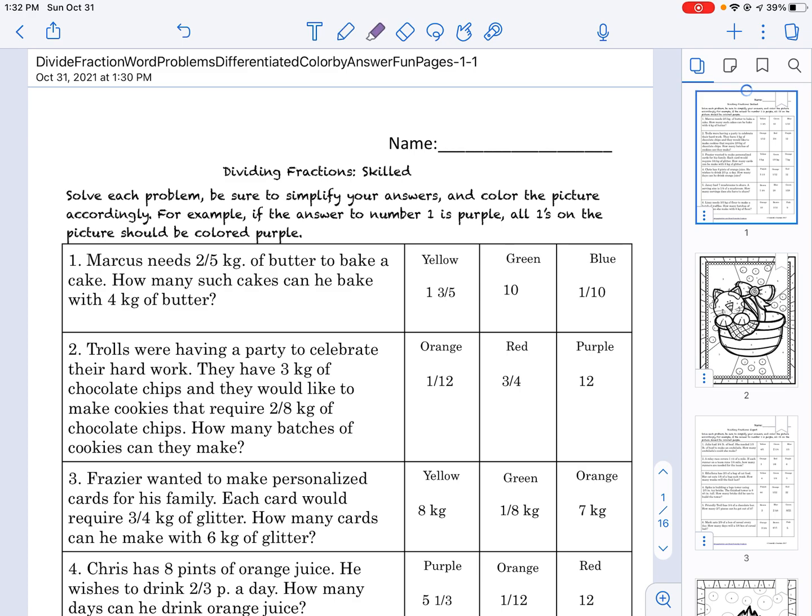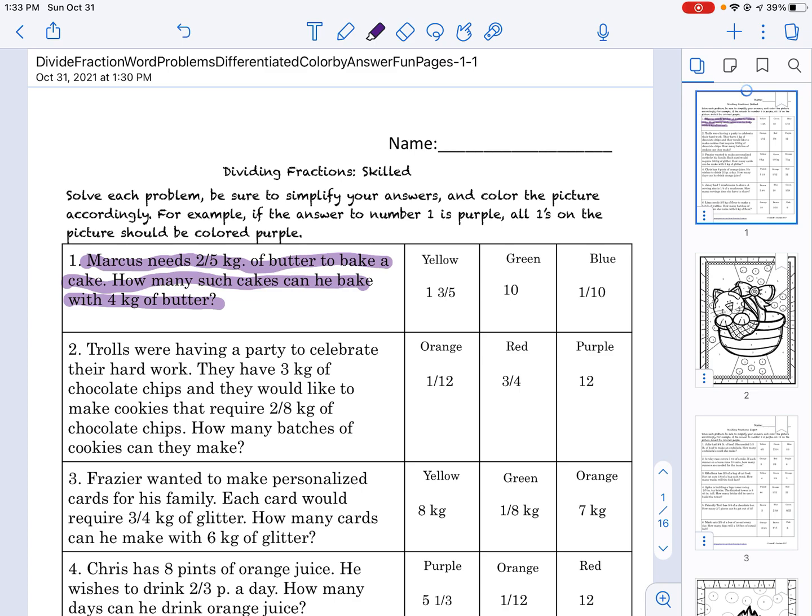So like this one, for example, says Marcus needs 2/5 kilograms of butter to bake a cake. How many such cakes can he bake with 4 kilograms of butter? So first thing right off the bat, if you don't have an extra piece of paper to do your work on, stop what you're doing, pause this video, and go get an extra piece of paper right now.